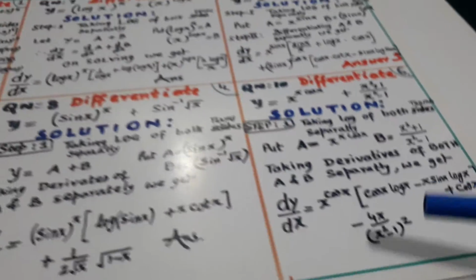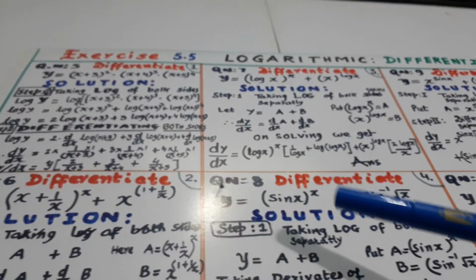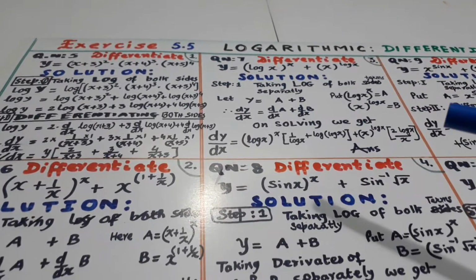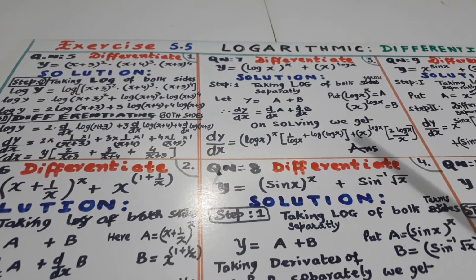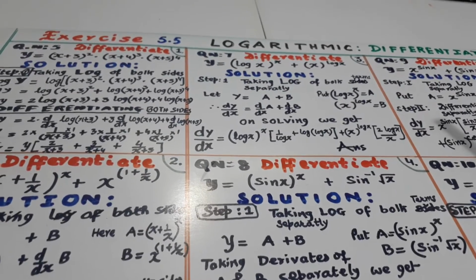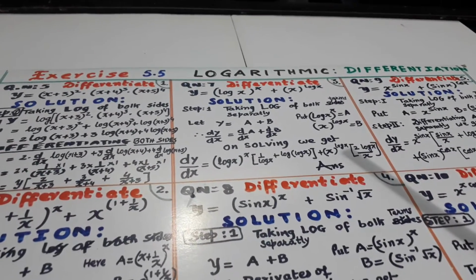So basically they are the same questions, same old wine in new bottle. So instead of giving you one question, there are two questions. There are two parts and it becomes two questions separately. So this is how we will go about with the logarithmic differentiation.